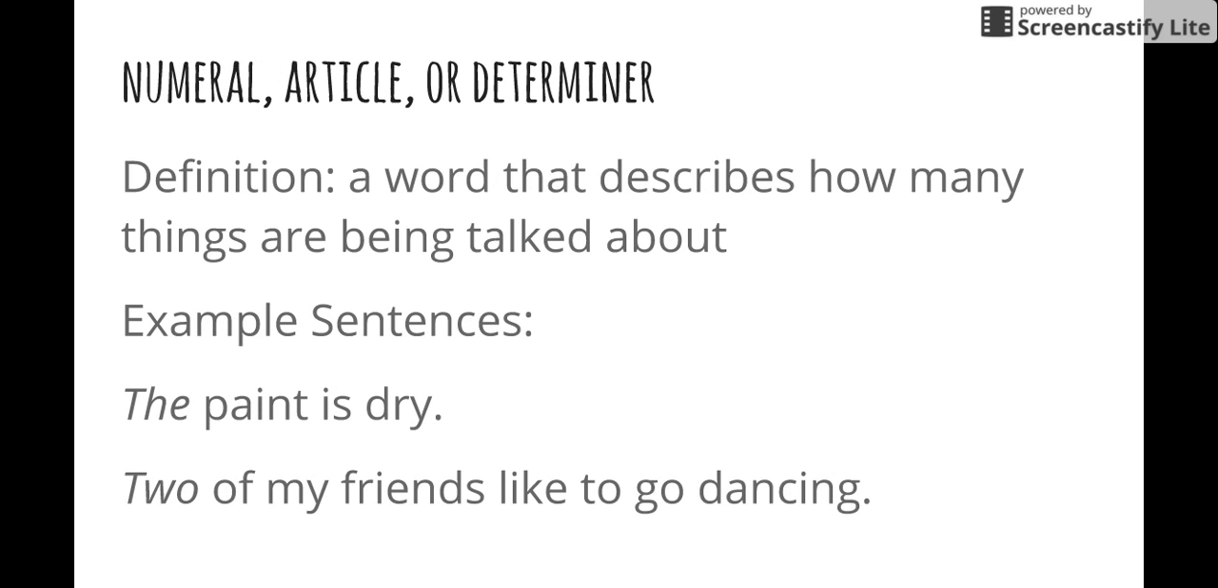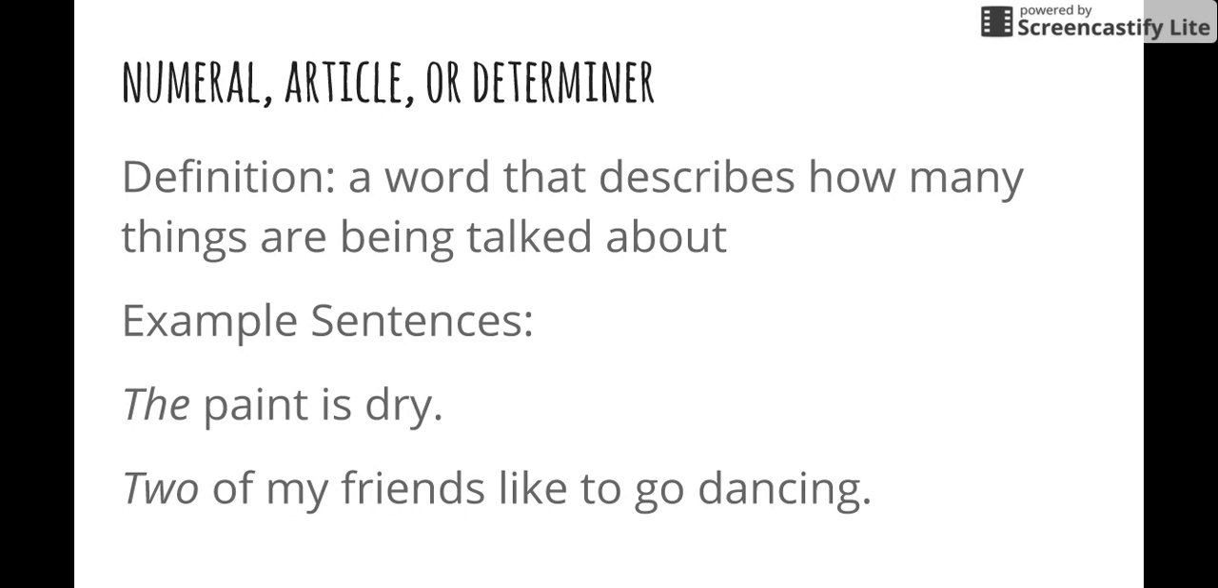And then our last one is a numeral, an article, or a determiner. These are words that describe how many things are being talked about. We can have definite articles, which is, the paint is dry. That's a definite article. We can have indefinite articles, which are a or an. A cat is walking across the street. And then we can also have numbers. We can use numbers as our articles.